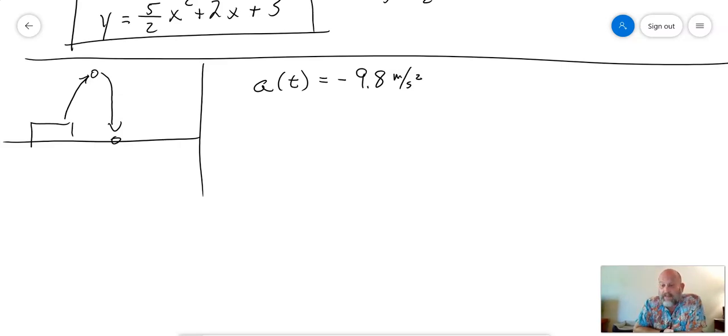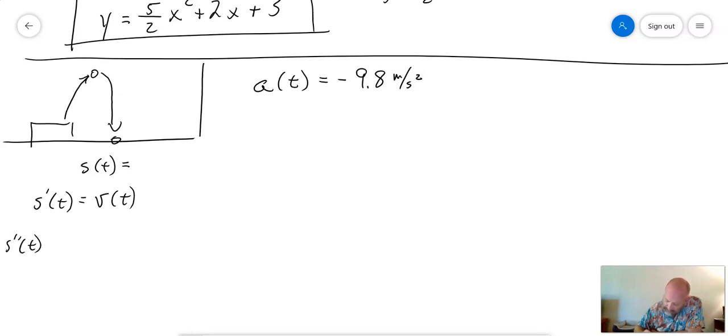Right? So we have that right off the bat. Now, just as a reminder, if I have a position function, position of time, the position function has this relationship with velocity and acceleration, in that if I take s prime of t, I get the velocity function, and s double prime of t is the same thing as the derivative of the velocity function, is equal to my acceleration function.